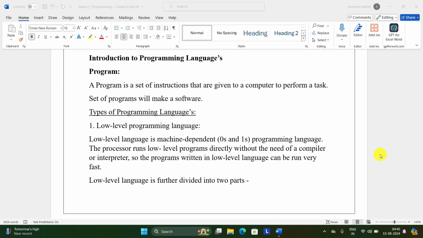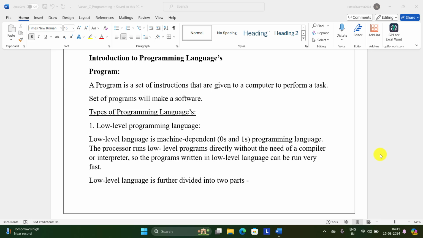A program is a set of instructions that are given to a computer to perform a particular task. So if we combine these set of programs that will make a software. So a program is a set of instruction and a software is set of programs. In a nutshell, we can tell like that. So a program is a set of instructions that are given to a computer to perform a particular task.